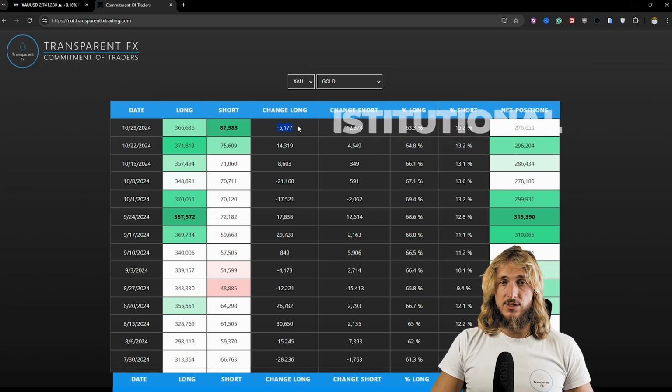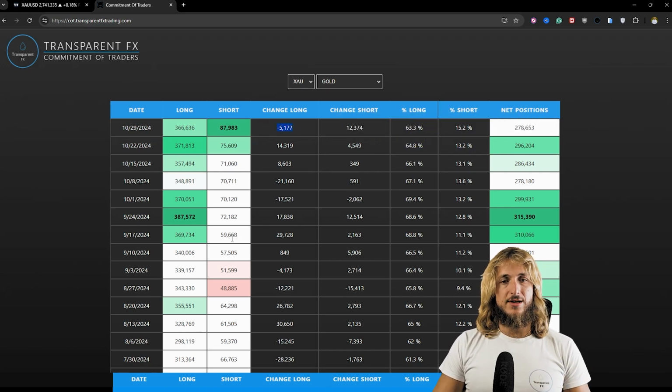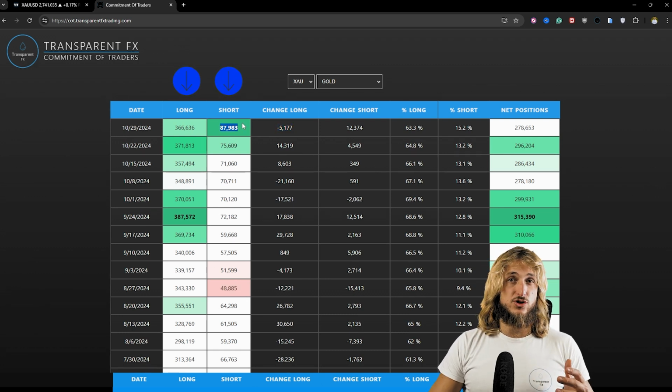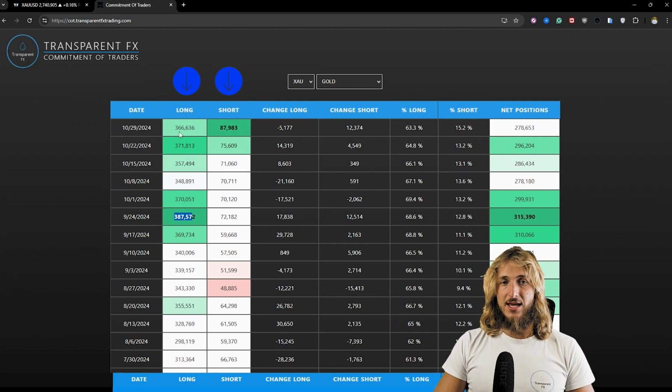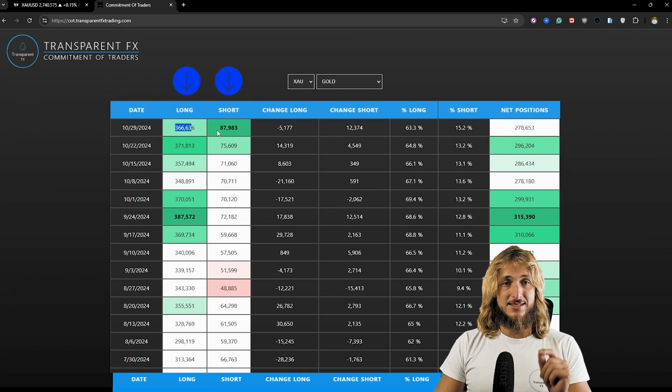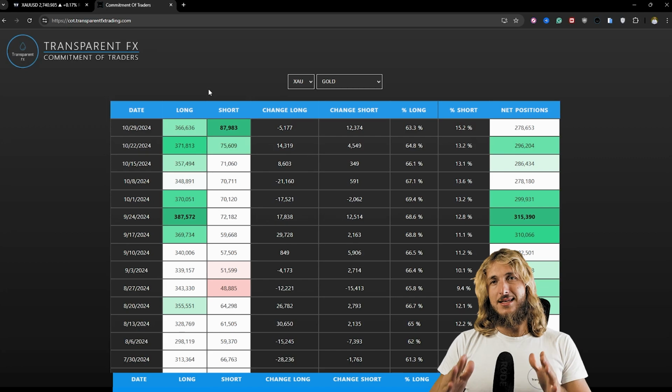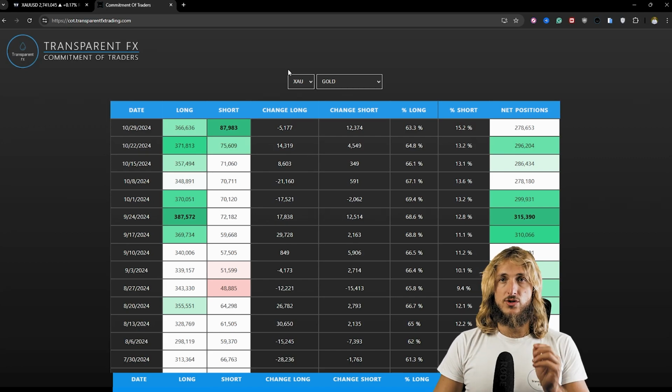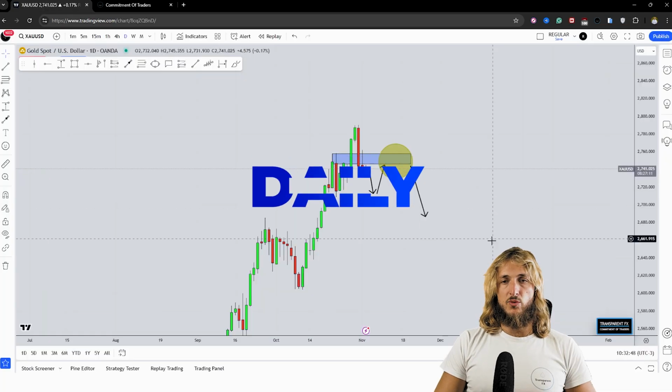We can see in fact how institutions have been building up their short positions, going from 48.8k all the way up to 87k. So essentially almost doubling their shorts, and longs are getting decreased, going from 387k down to 366k. So institutions have been decreasing their longs and increasing their shorts on gold. So let's keep all of this in mind and move back to the chart.